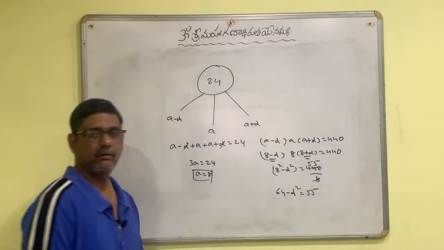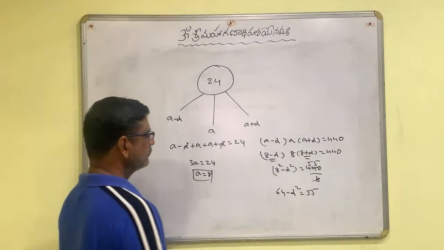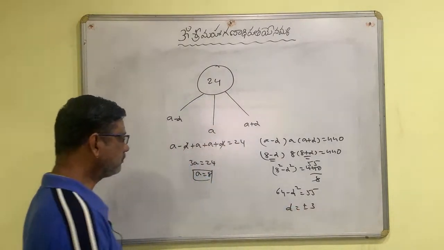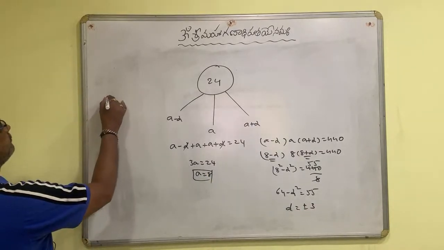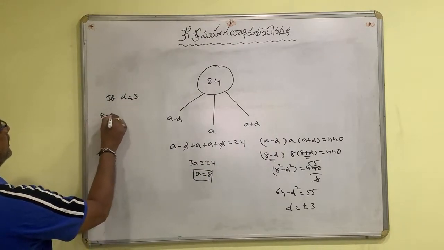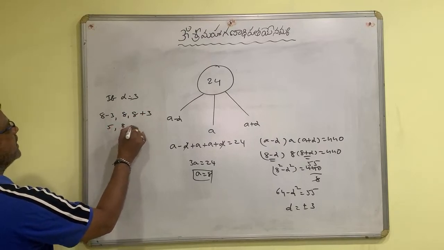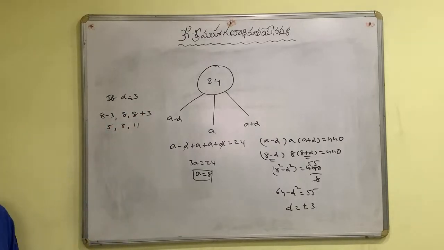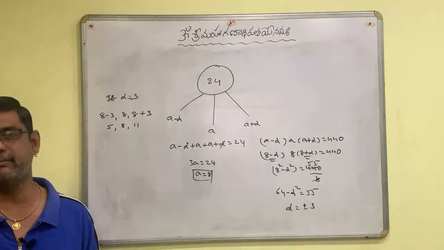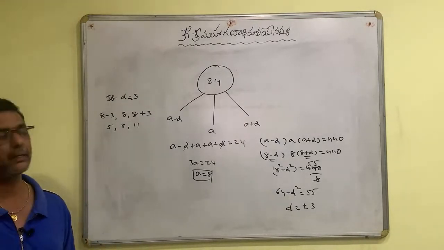Okay. We need to take it as plus or minus 3, not 3. So D is plus or minus 3. Now, if we consider D as 3, then 8 minus 3, 8, 8 plus 3. That means 5, 8, 11. So, first case we get numbers as 5, 8, 11. Okay?